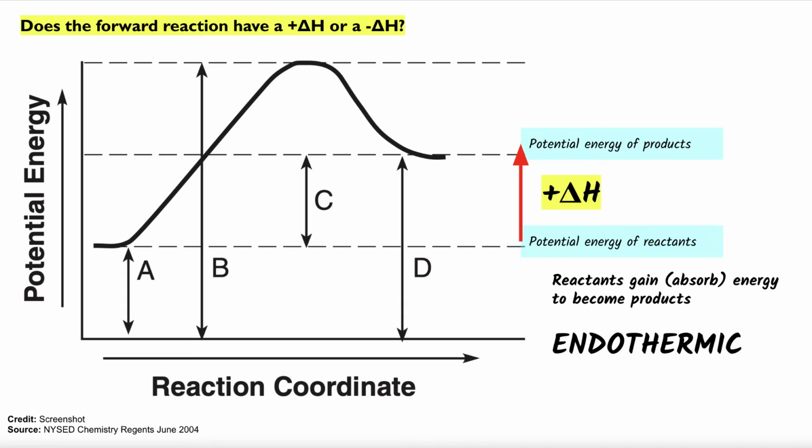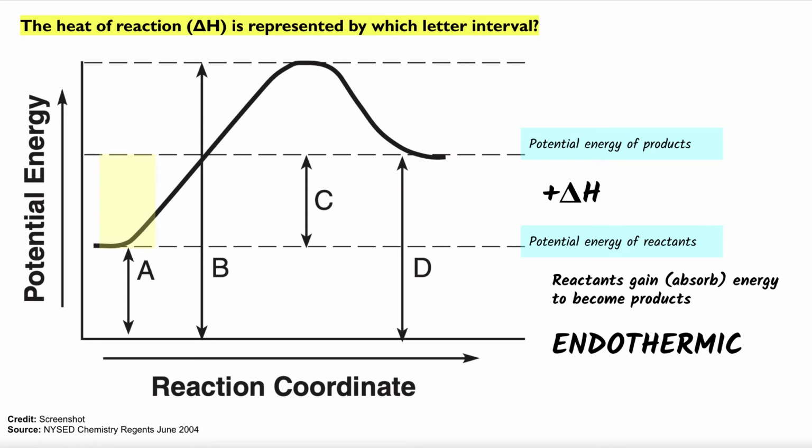The heat of reaction is represented by which letter interval on this diagram? So the heat of reaction tells me the distance or the difference between my reactant's potential energy and my product's potential energy. You can either measure it for yourself at the reactants line, at the products line, or you can even just notice interval C represents that distance on the y-axis.